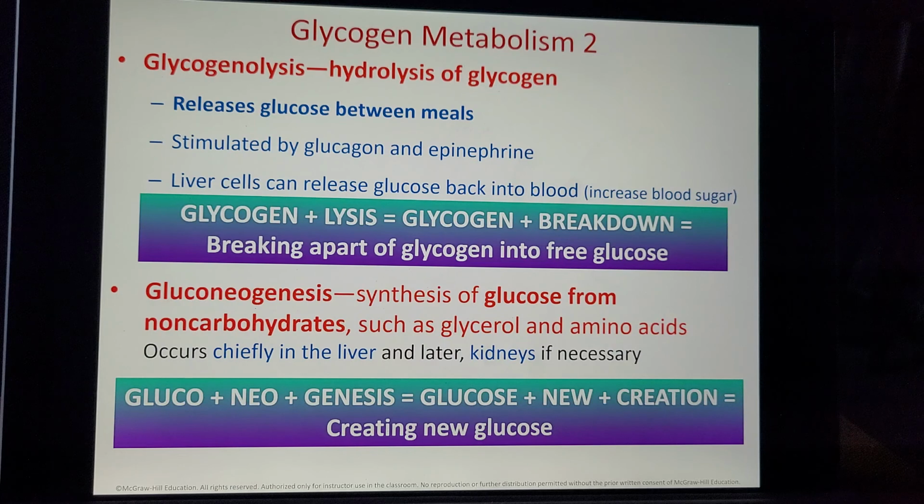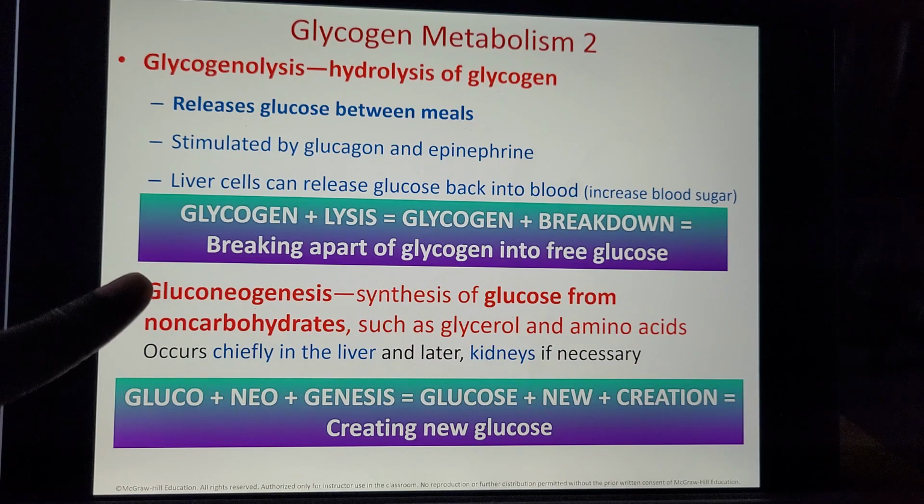Now, sometimes, again, if you're on like a low carb diet and your body's got to figure out, okay, what can we do now to get some carbs because this person didn't feed me? So that process is gluconeogenesis. So it's the creation of glucose from non-carbohydrate sources such as glycerol or amino acids. So liver, again, and also in the kidneys as well.